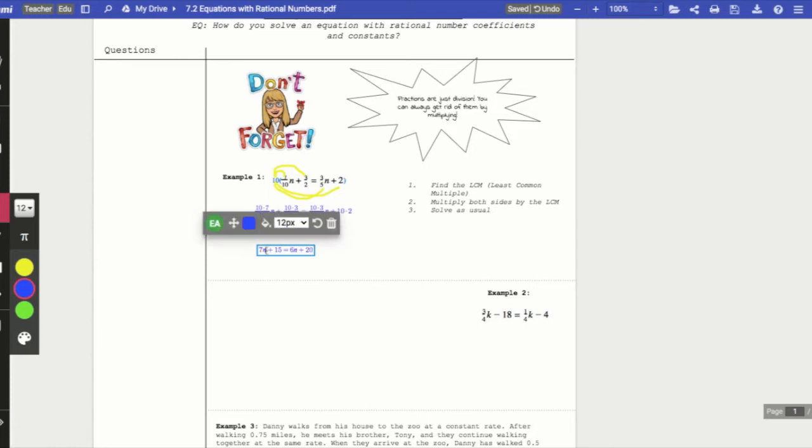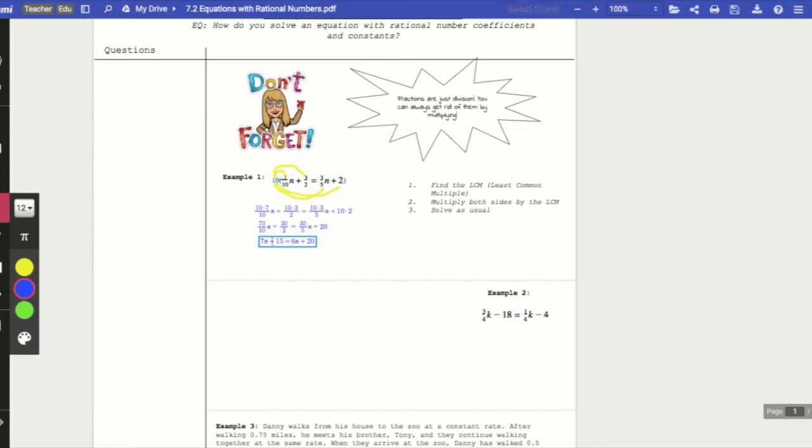And then now I have an equation that I can work with, right? This is something that we can deal with. So again, the key is to just get rid of the fractions so then you have whole numbers to work with. Obviously, you can work with fractions, but it's easier if you can just get rid of them. So let's go ahead and solve this.